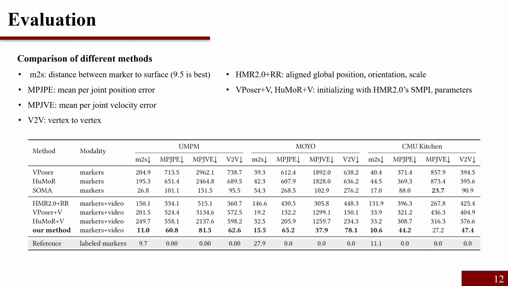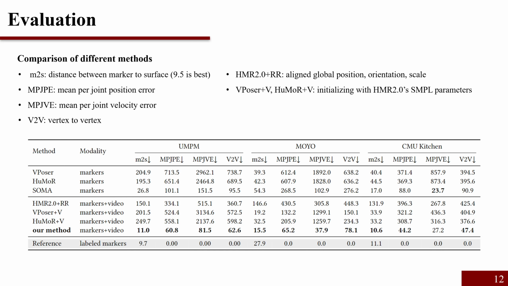This is the evaluation result. They evaluate with M2S, MPJPE, MPJVE, and V2V. M2S is the distance between marker and surface. It is best when 9.5. MPJPE is mean per joint position error, and MPJVE is mean per joint velocity error. MPJVE evaluates the temporal consistency of a motion. V2V is vertex to vertex, and it measures body shape and pose.